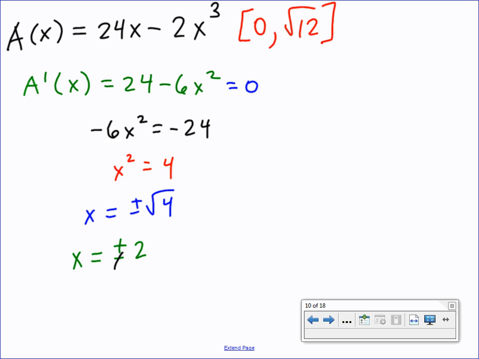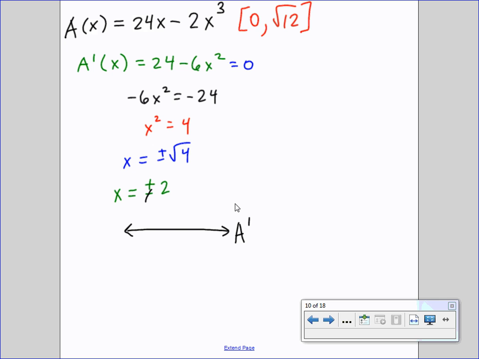And let's make our number line, my A prime number line. On it, we'll put the x value of 2. Let's choose a convenient x value to the left of 2, like 1, into A prime. 1 squared is 1 times 6 is 6, and 24 minus 6 is positive. So it looks like we've got A prime positive to the left of x equals 2.